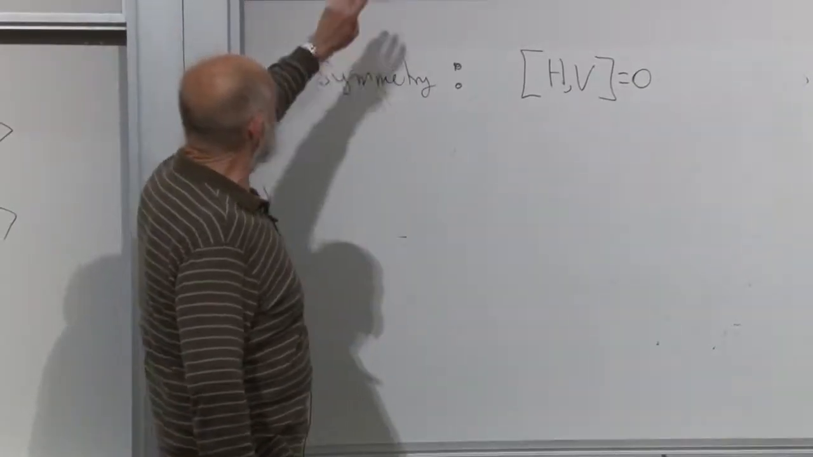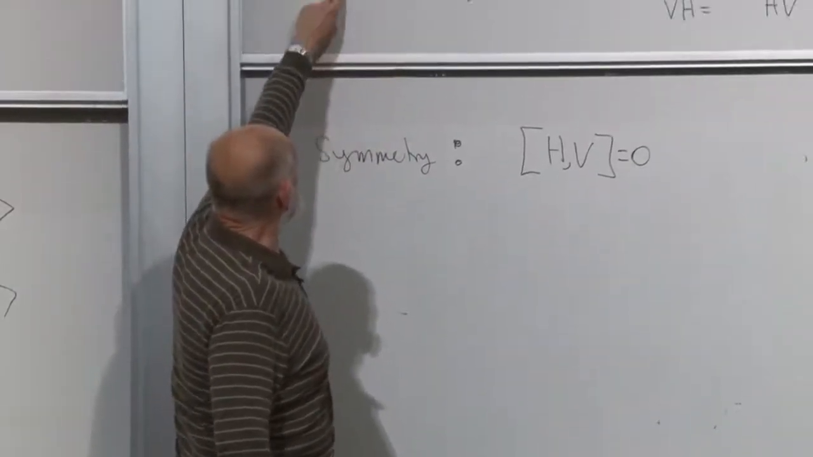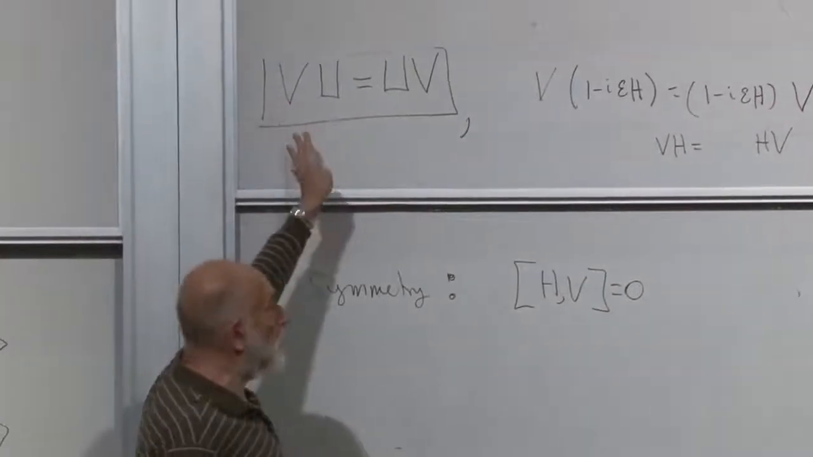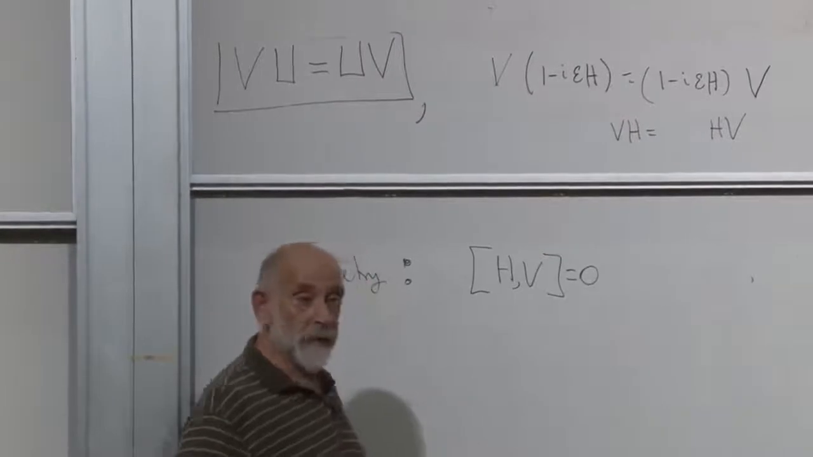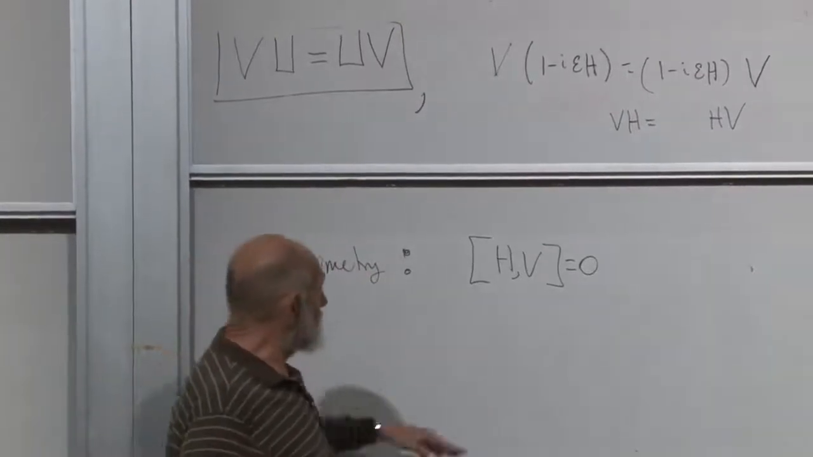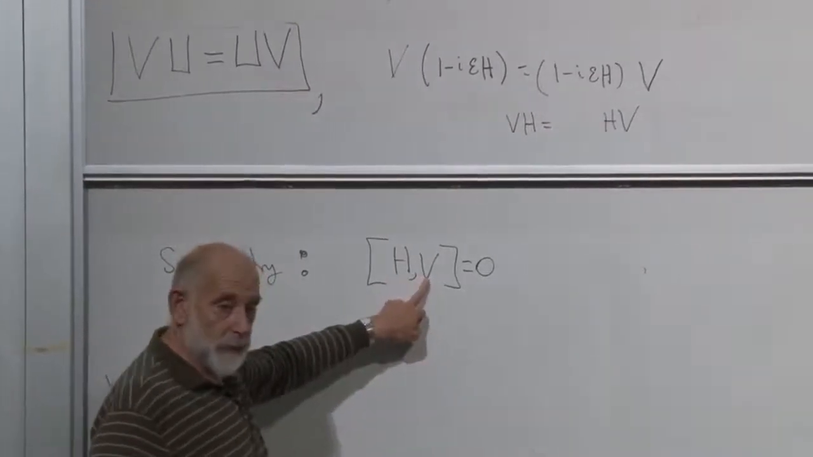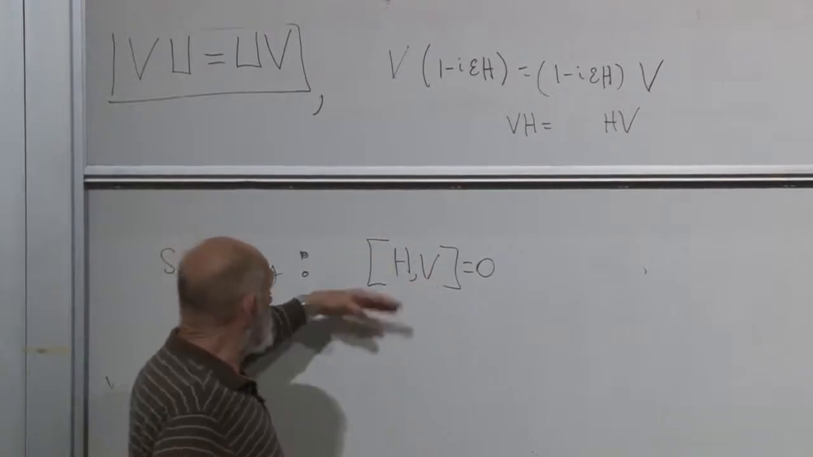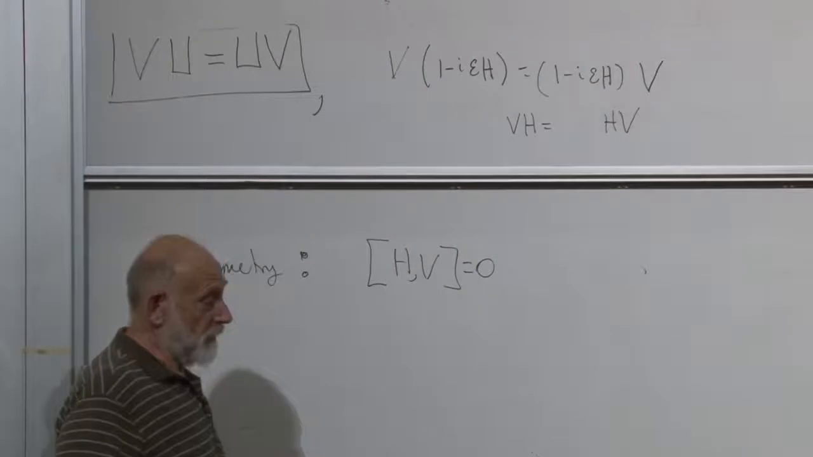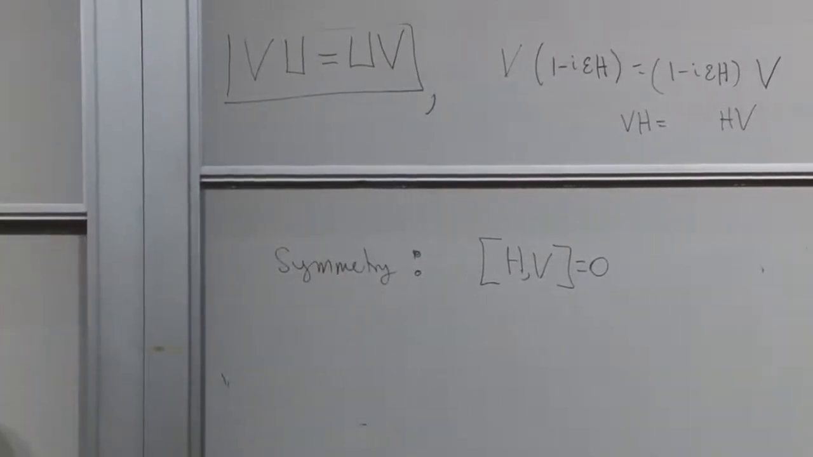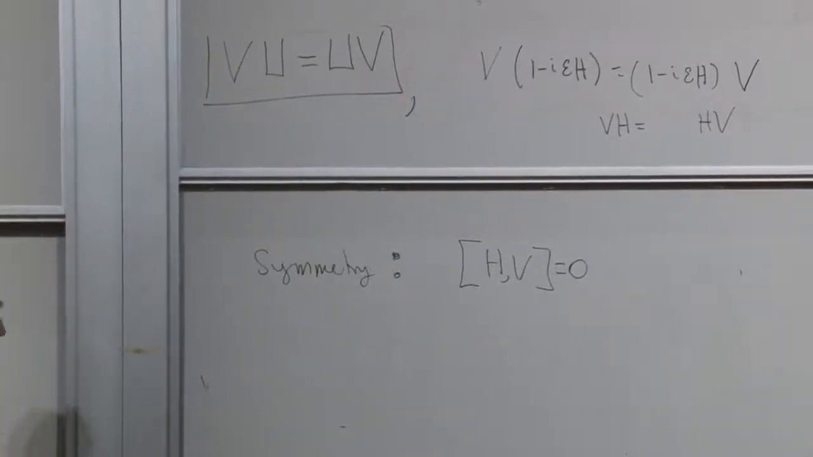All we need to know is that time evolution commutes with the symmetry operation itself. And that can be read in two different ways. It can say that doing the symmetry operation, well, it says what it says. It can be read two different ways, but they both say the same thing.